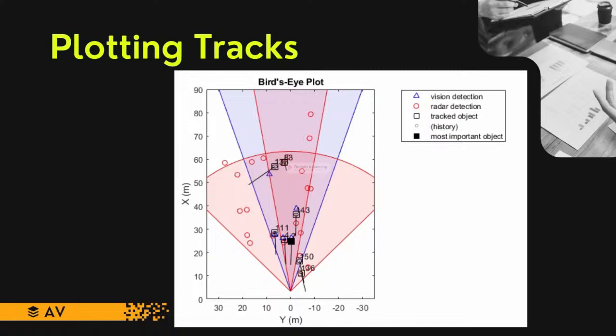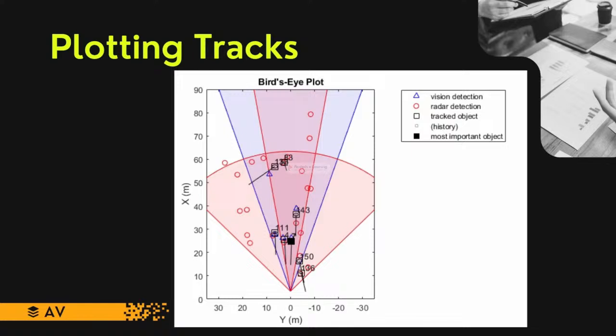First we have the lane information, and then we need the vision objects and radar objects, their positions and velocities, covariance matrices, and labels on the tracks. There is also one most important object we are particularly interested in. It could be something big or something moving fast. Whatever it is, we are paying extra attention to it.